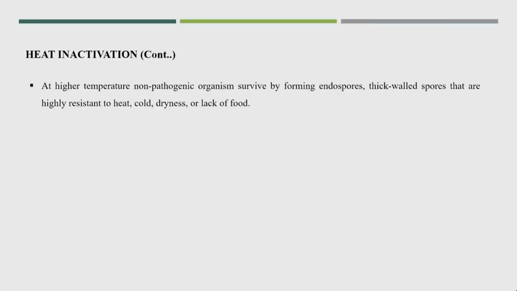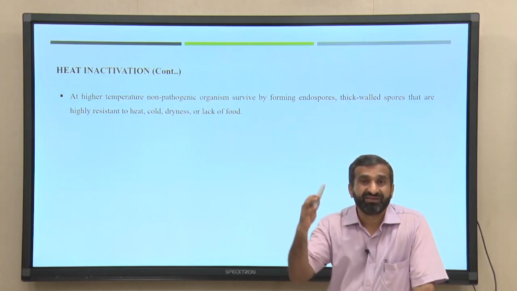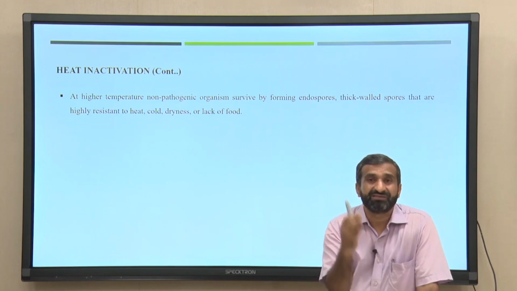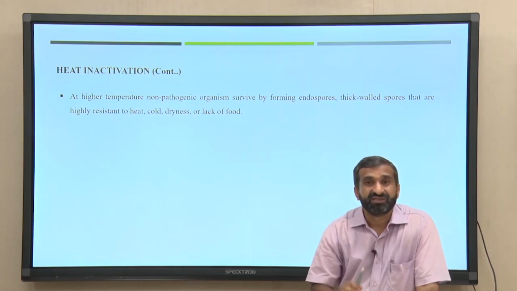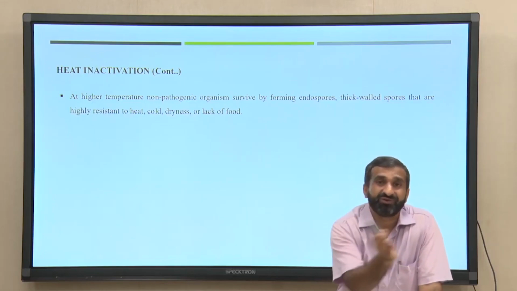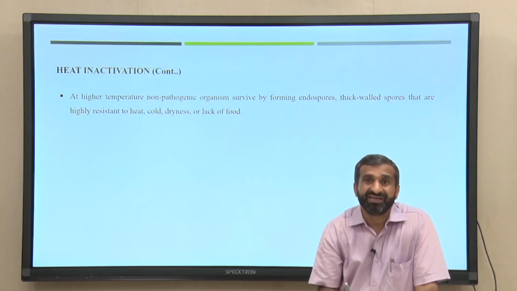Now, a few more points on the heat inactivation. At high temperature, non-pathogenic organisms survive by forming endospores or thick walled spores that are highly resistant to heat, cold, dryness or lack of food. See, now this question could be possible, sir, at this very high temperature, suppose one particular composting plant is getting 70-degree temperature in the degradation process. So, pathogens will die. So, what about the other, beneficial microbes which are required for the degradation process?